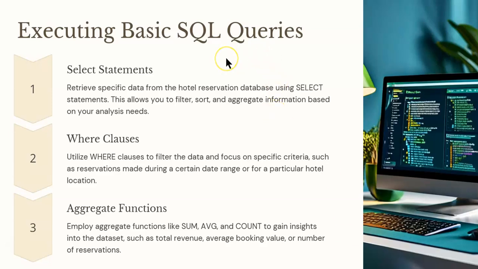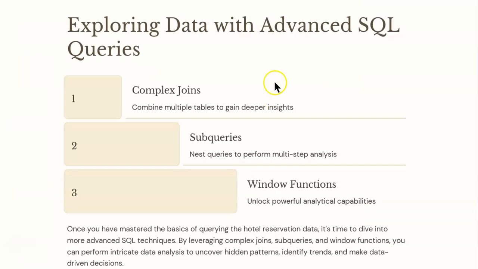Next, we will execute basic SQL queries. We will use a SELECT statement, which will retrieve specific data from our dataset. Then we will use WHERE clauses, which are used to filter the data and focus on specific criteria. Next, aggregate functions like SUM, AVG as average and COUNT can be used to gain insights into your dataset, for summing up total revenue, finding the average booking value, or counting the number of reservations.